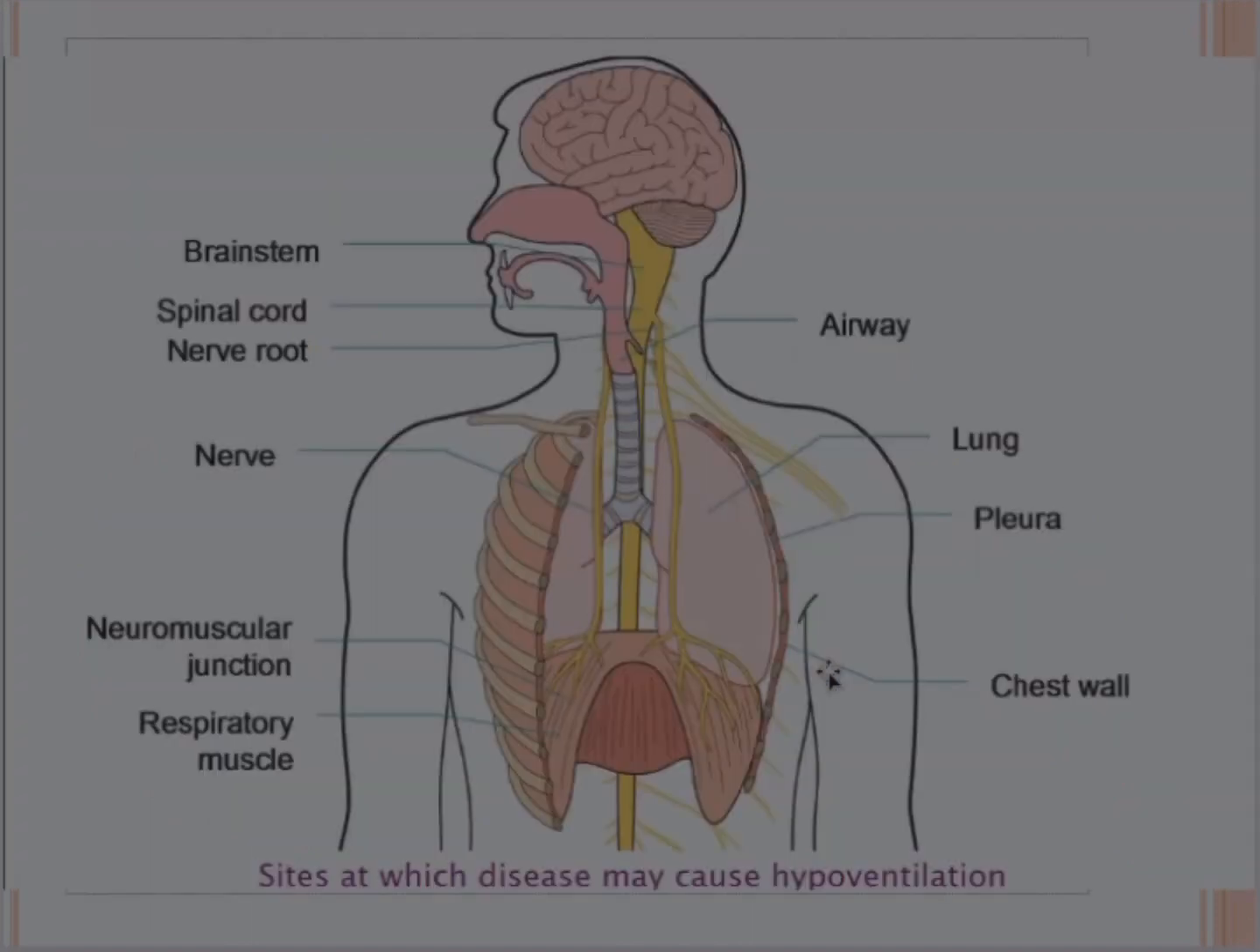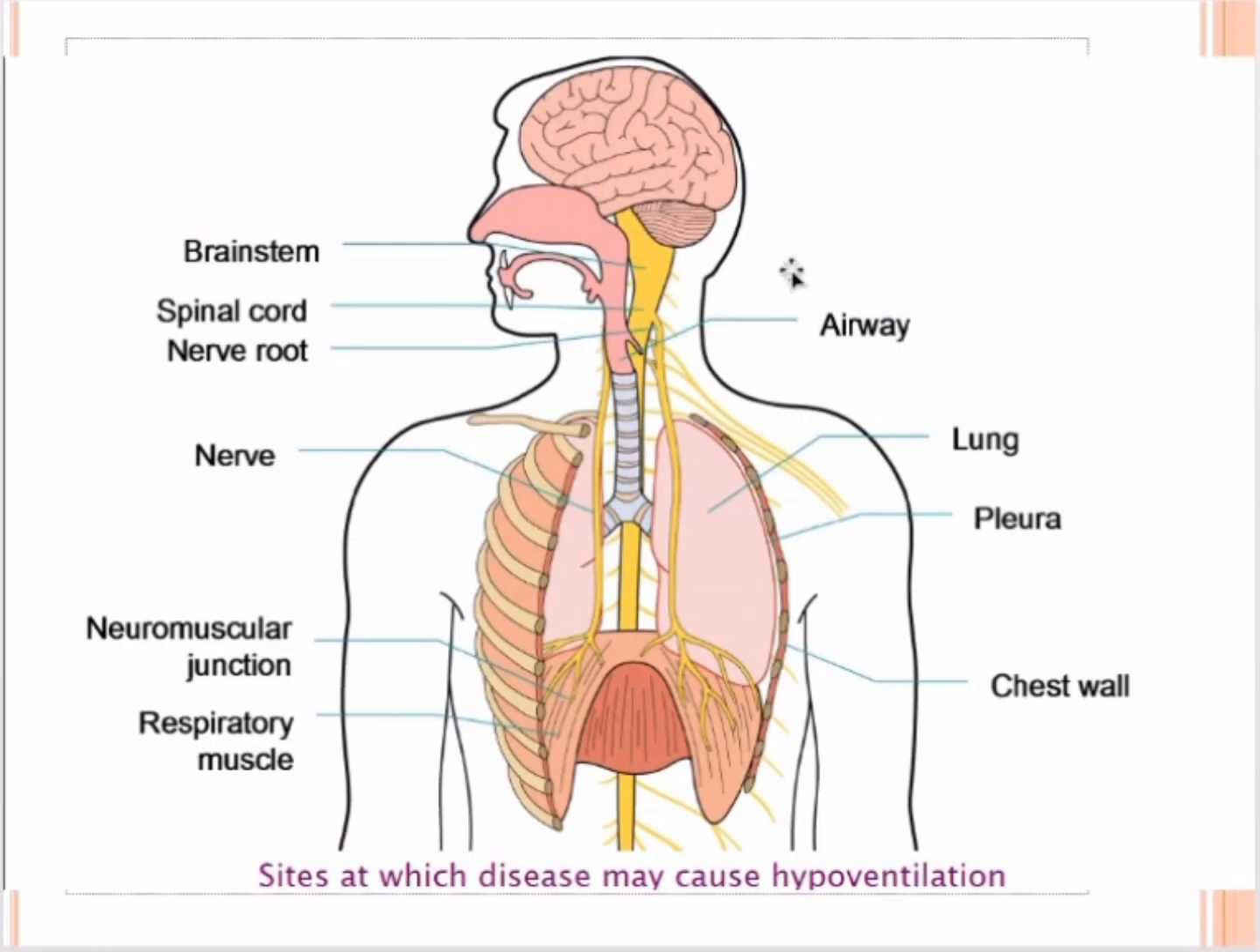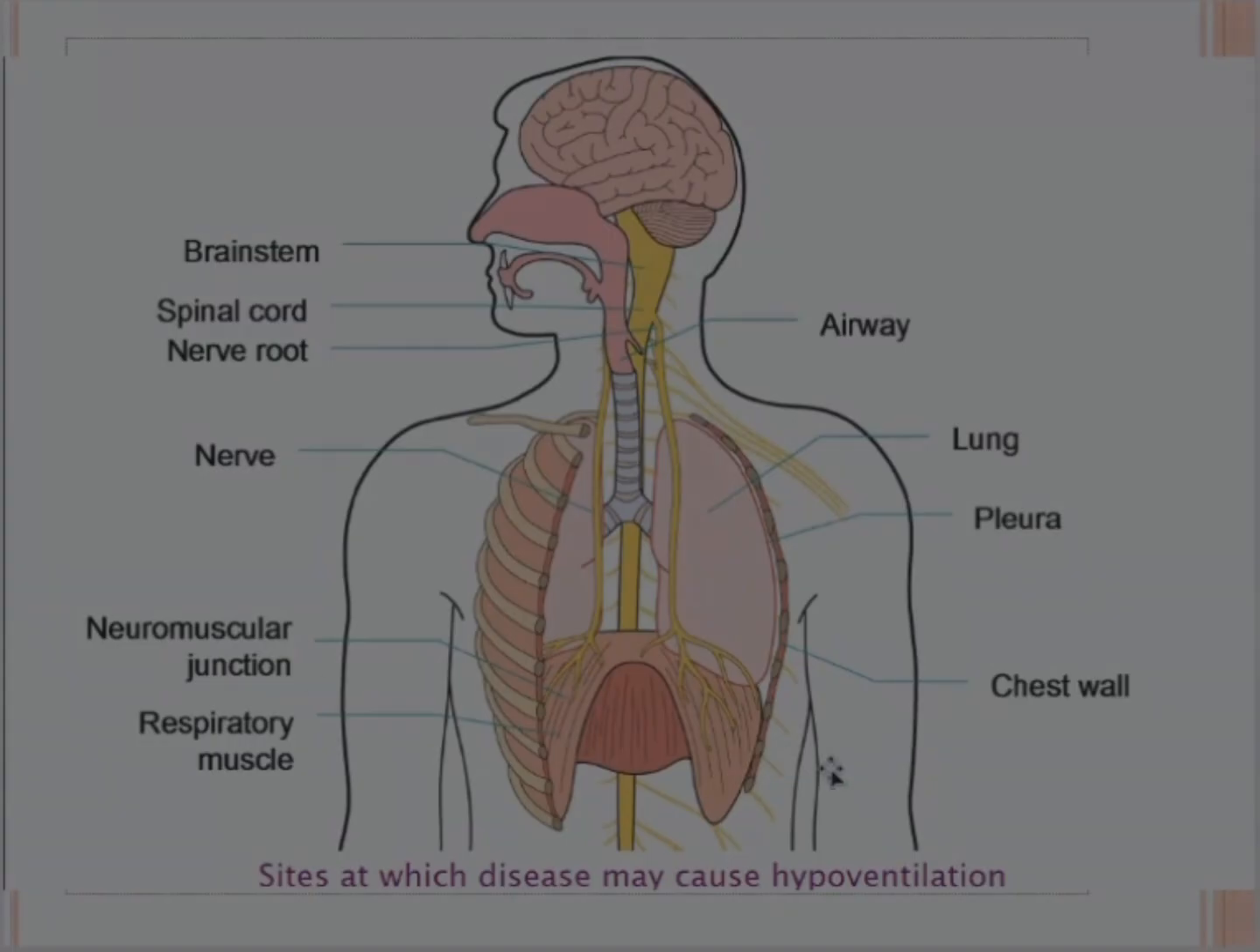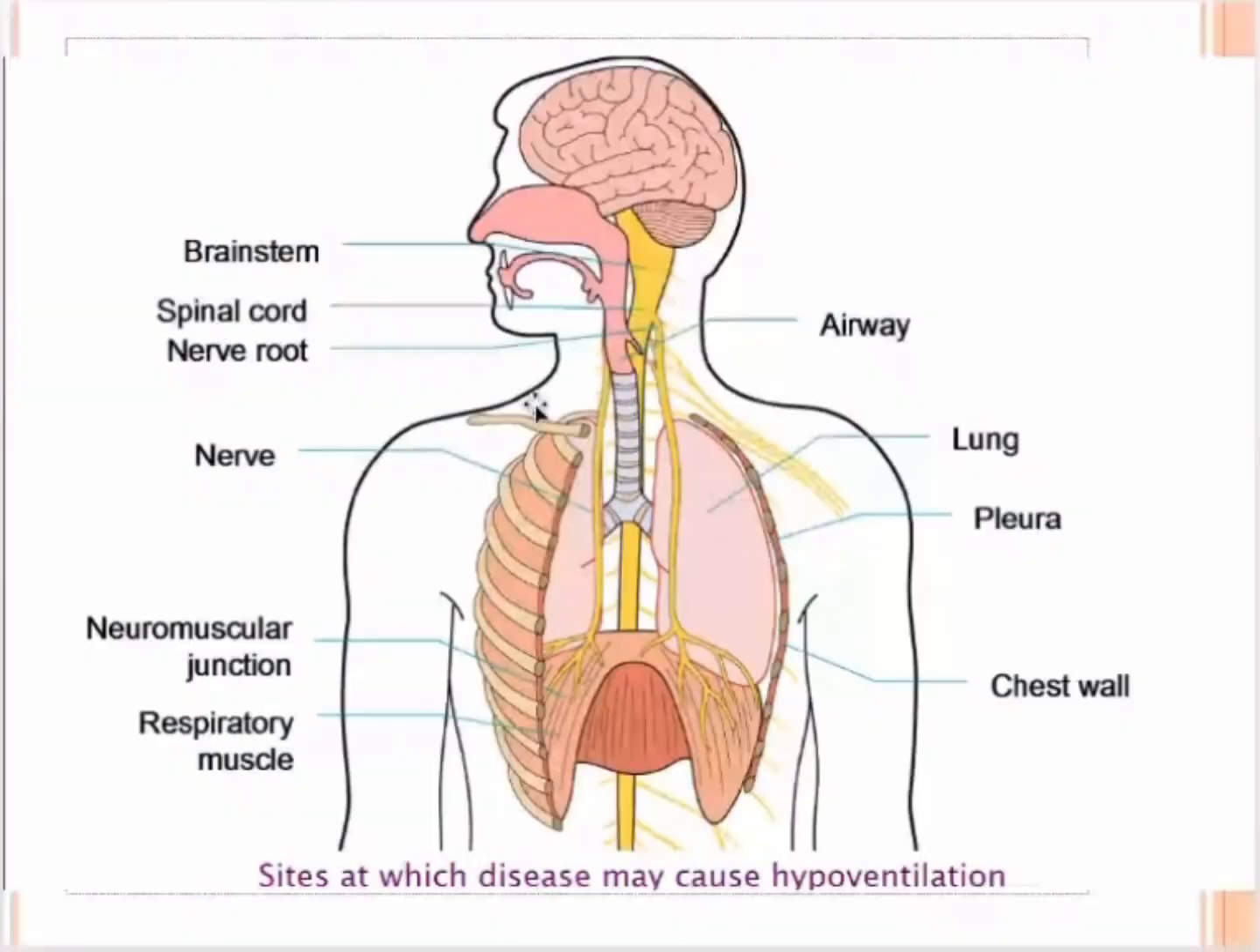So hypoventilation occurs because of multiple reasons, right from the central nervous system like brainstem, spinal cord, nerve roots, airway diseases, neuromuscular diseases, diseases of the lung, pleura, chest wall, and respiratory muscles. So hypoventilation will lead to increased partial pressure of carbon dioxide in the alveolus and a subsequent decrease in the alveolar partial pressure of oxygen, and will cause hypoxemia.